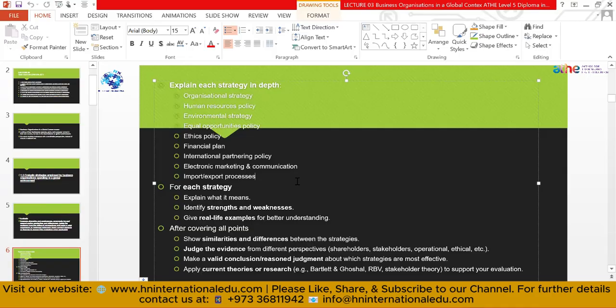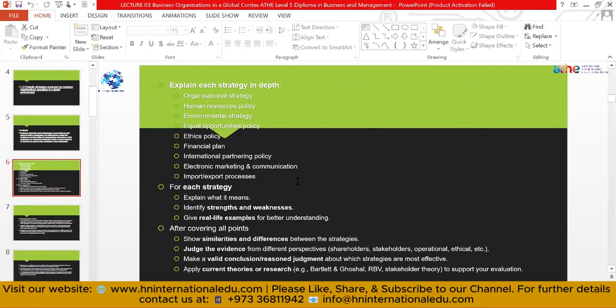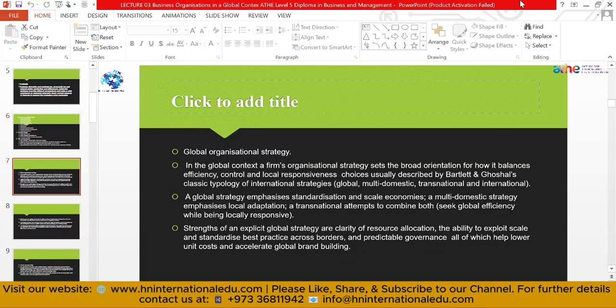For example, for this assessment criteria, we have the Bartlett and Ghoshal theory, RBV, the research-based work, and the stakeholder theory to support the evaluation. So 3 theories in total. The lecture starts from here. That is a global organizational strategy.